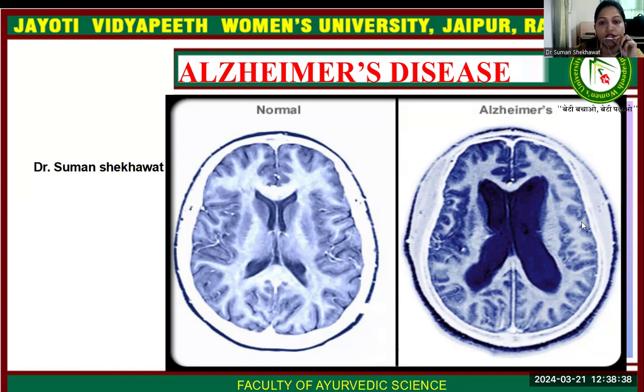Today we will be discussing Alzheimer's disease. In this first CT image, you can see the difference between normal brain size and brain atrophy.